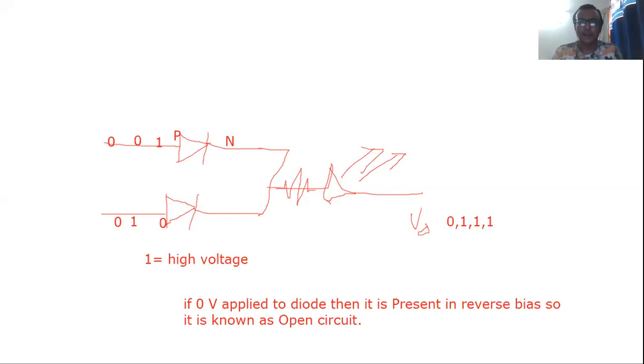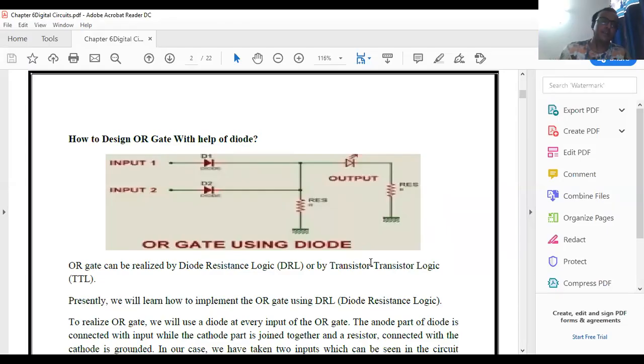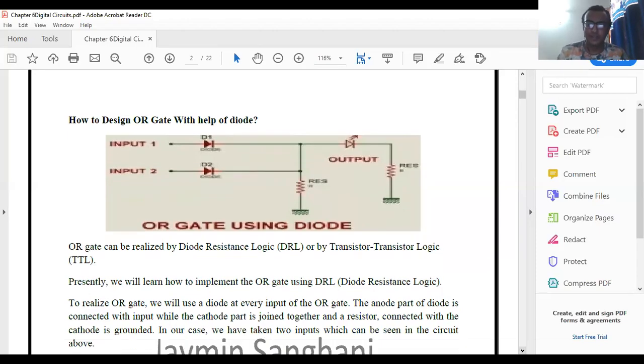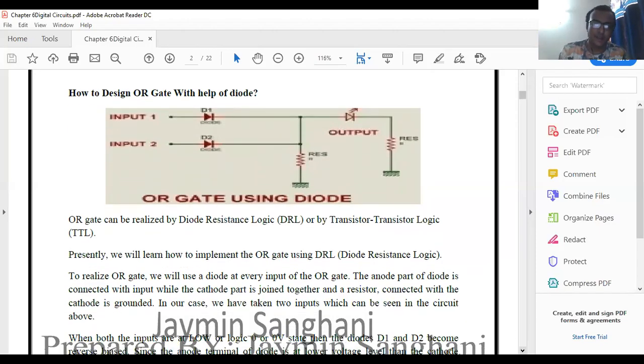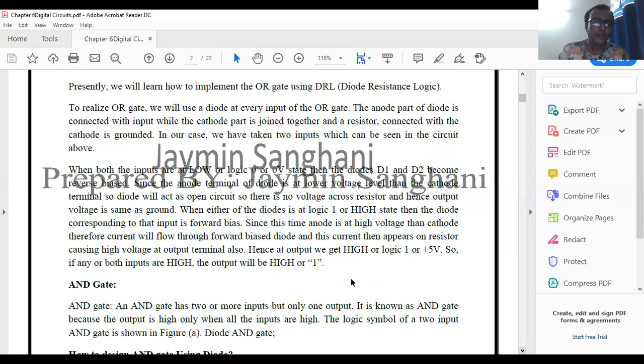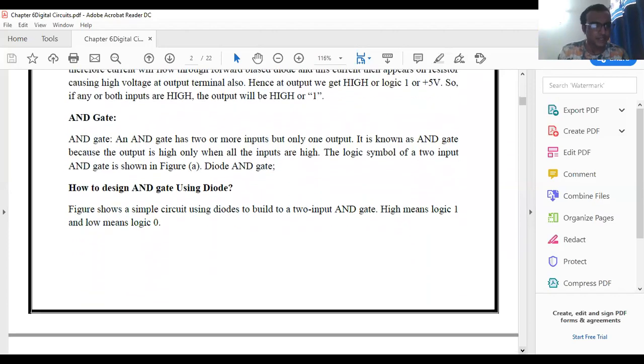Now we have to write the OR gate in one statement. Means what? If you apply 0 as input, then output is 0, and when any one input is 1, then output is 1. So this is the correct explanation. Whatever I have spoken here, 1 means positive 5 volt.